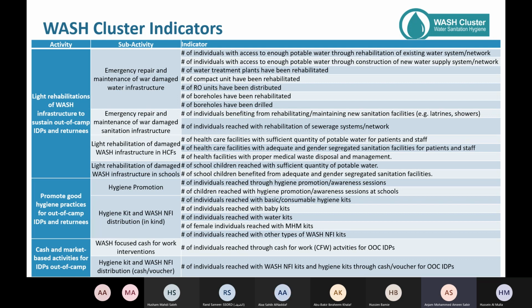The hygiene kit and WASH NFI distribution, we have separated all the types of kits. For example, the first indicator is number of individuals reached with basic consumable hygiene kits, and then the number of individuals reached with baby kits, number of individuals reached with water kits, and number of female individuals reached with menstrual hygiene management kit. And if you have other types of kits which are not considered as those, you can report under the final indicator, number of individuals reached with other types of WASH NFI kits. Any other types can go under these indicators.